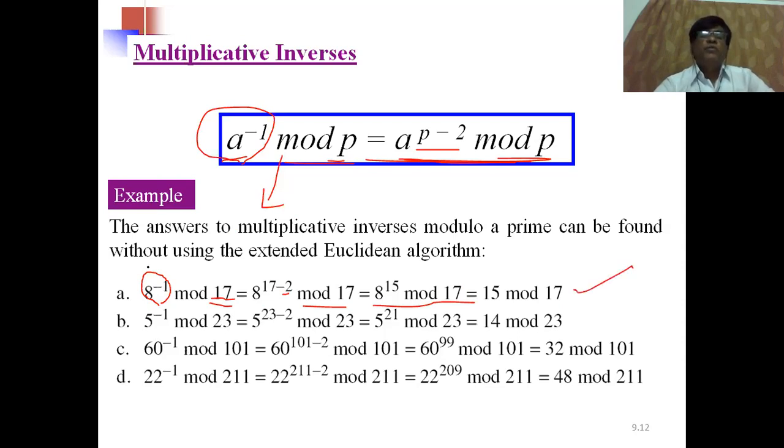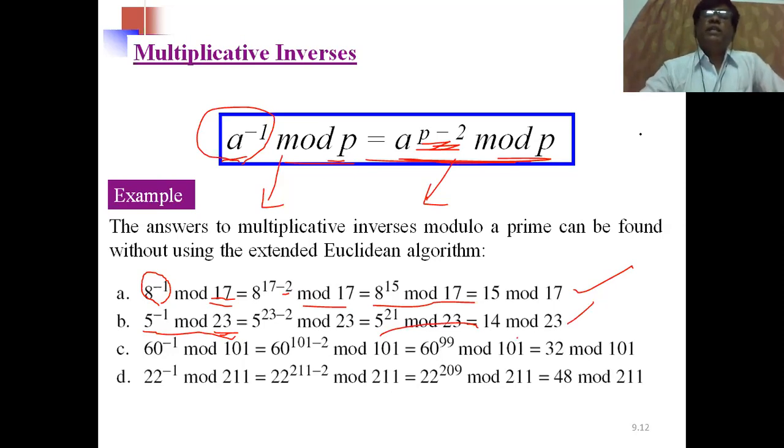Similarly, the multiplicative inverse of 5 inverse mod 23, here 23 is the prime. We need to calculate 5 inverse. So 5 inverse mod 23 is equal to 5 power 23 minus 1 as per this formula. So 5 power given prime minus 2, that means 23 minus 2 is 21. 5 power 21 mod 23 is equal to 14 mod 23. This formula is useful to calculate the multiplicative inverse of any number.